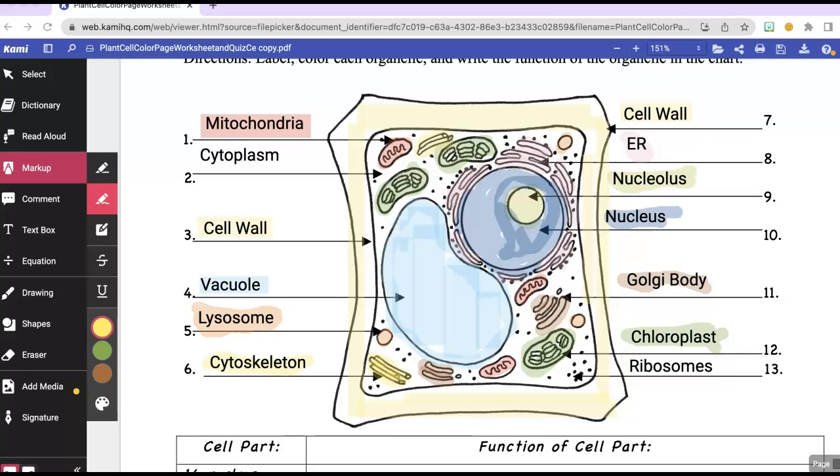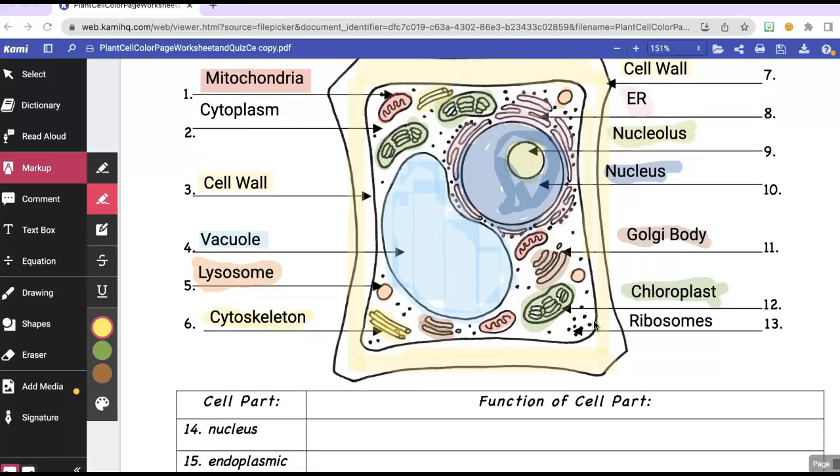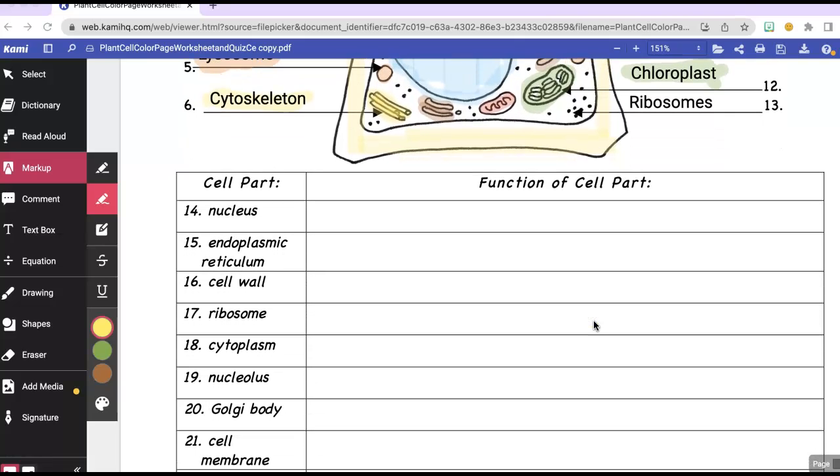Hello, science students. Today we are going to finish the worksheet on the plant cell. Yesterday, depending on what class you're in or what day you did this, your plant cell worksheet should look pretty similar to this. Some of you may have more color coding than others. That's okay. But today our focus is the bottom half of the paper.